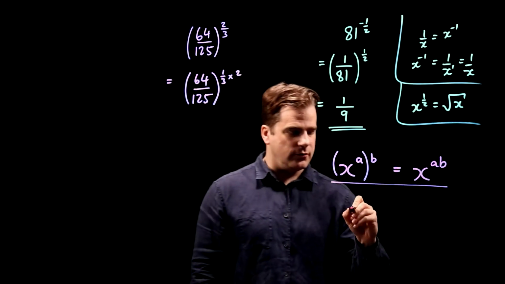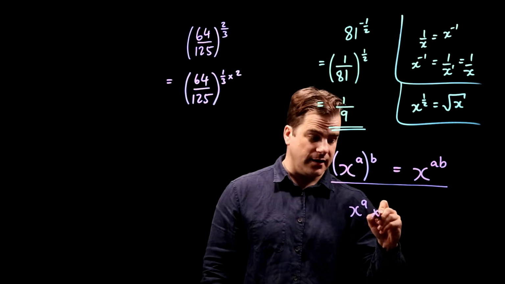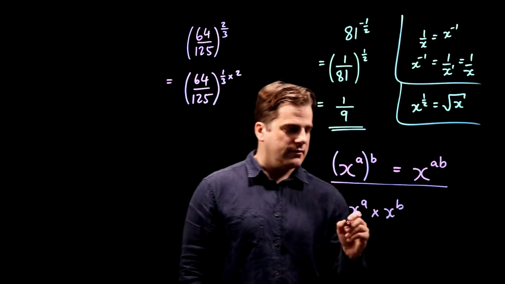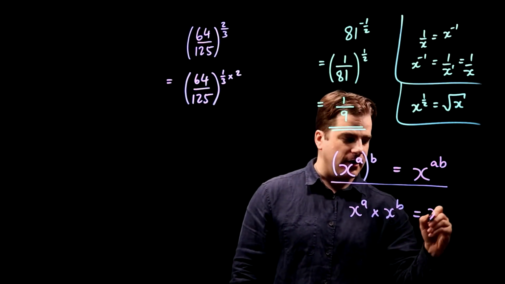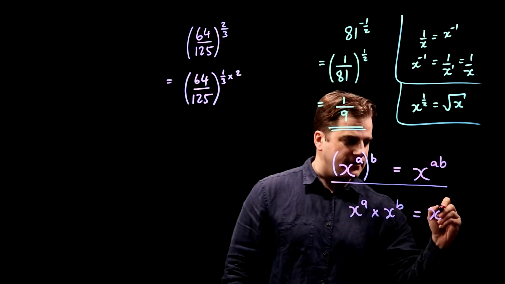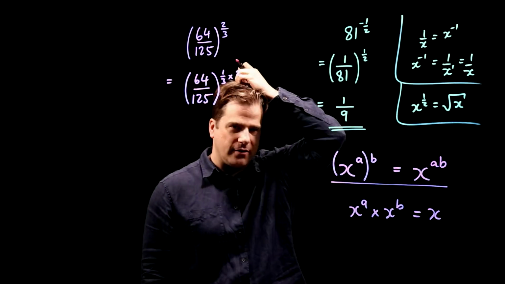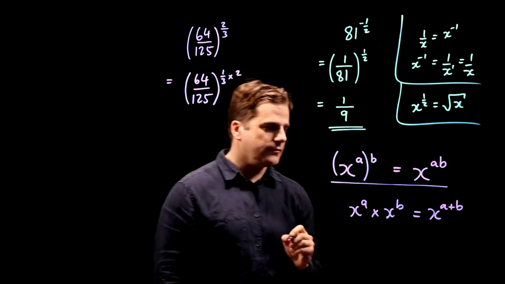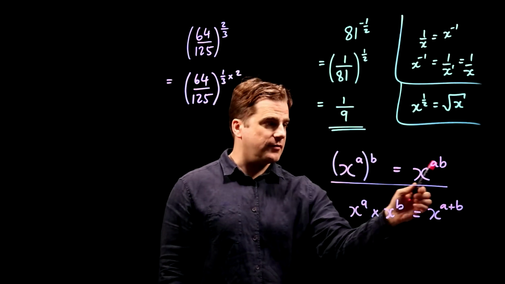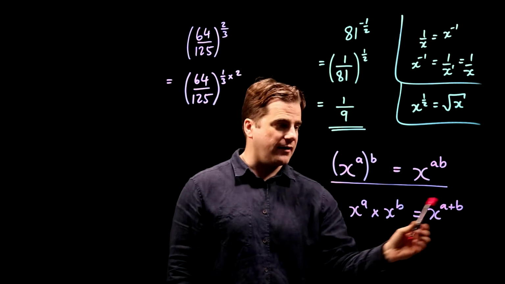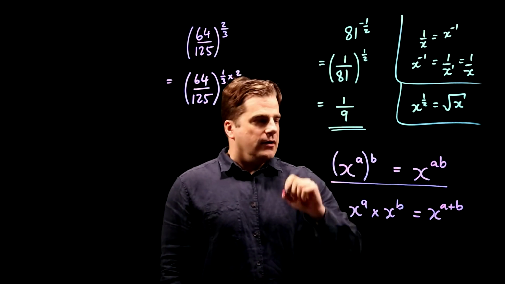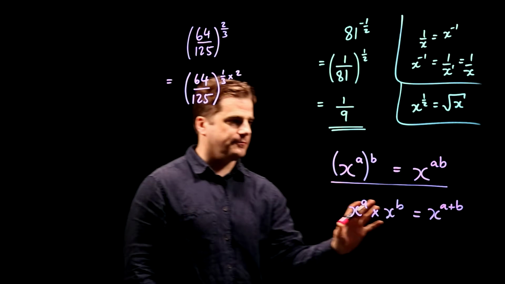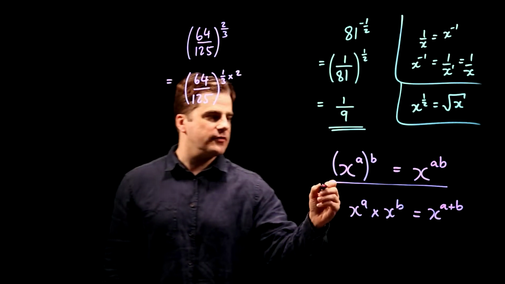Not to be confused with x to the a times x to the b. In that case, you add the powers. That's x to the power of a plus b. With the brackets, you multiply the powers. When multiplying, you add the powers. Good, okay. So we're going to use this one.